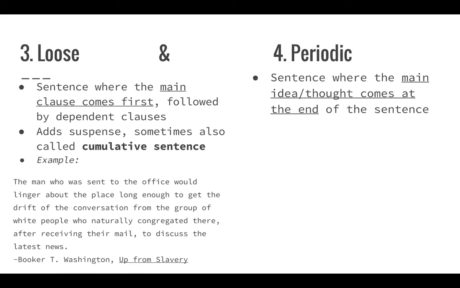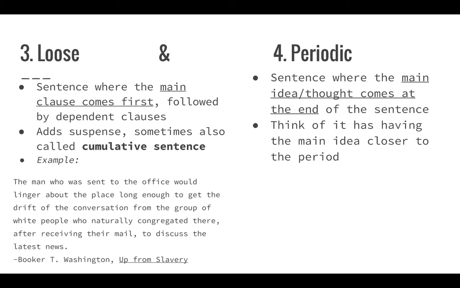On the other hand, a periodic sentence is where the main idea or thought comes at the end of the sentence. Sometimes it's helpful for people to think of this as the main idea is closer to the period because it's the end of the sentence, and so that's why we call it a periodic sentence.